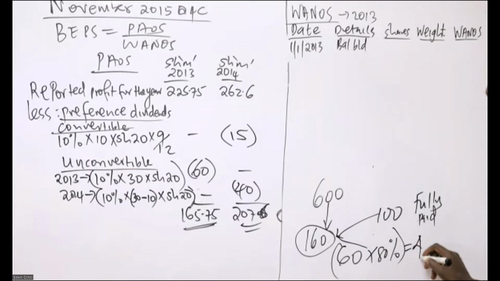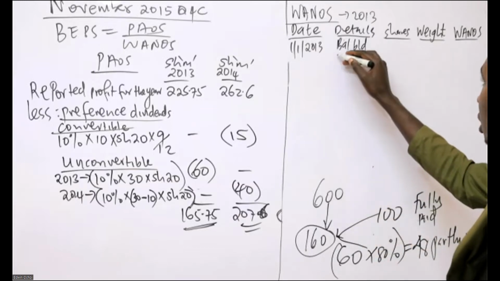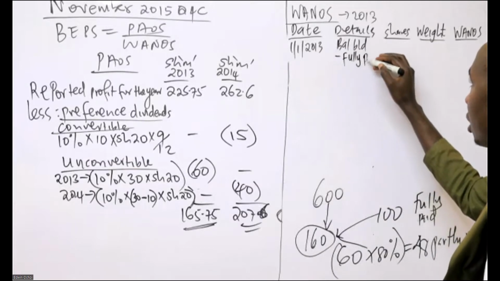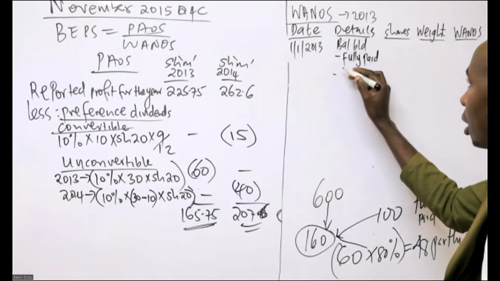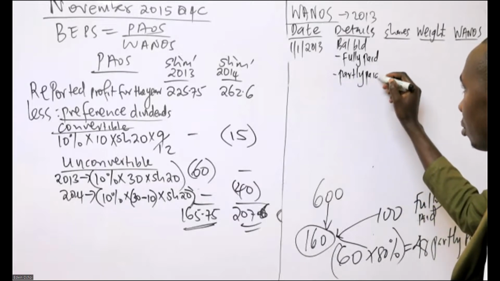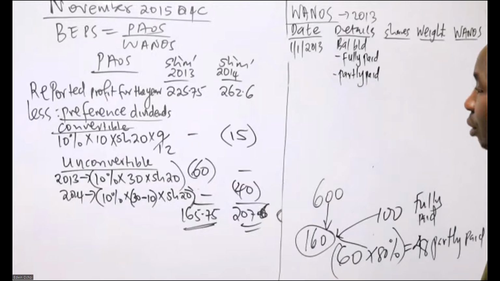So the part 3 paid. We have the part 3 paid, meaning that what I will do here first, I will recognize them separately. The fully paid and the part 3 paid.